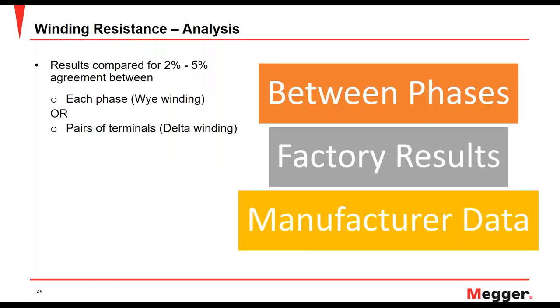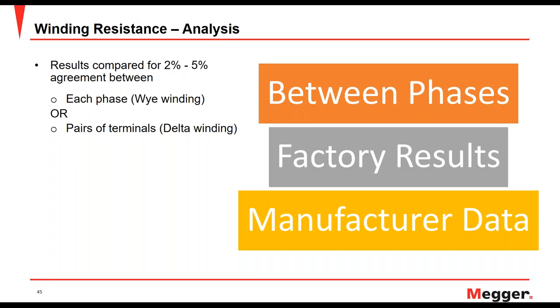Now, we will discuss the analysis part of the results. So generally, results are compared to between 2% and 5%. And this agreement is done across phases or factory results or manufactured data. What I mean by that is if you have winding resistance measurements for each phase, those values should be within a neighborhood of 2 to 5% among each other. So that's how you would compare between phases.